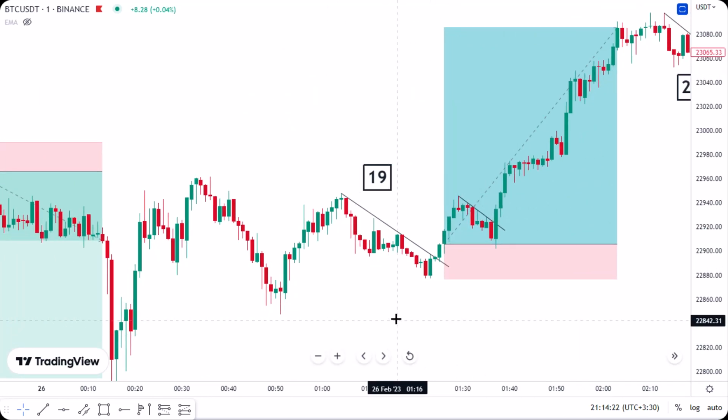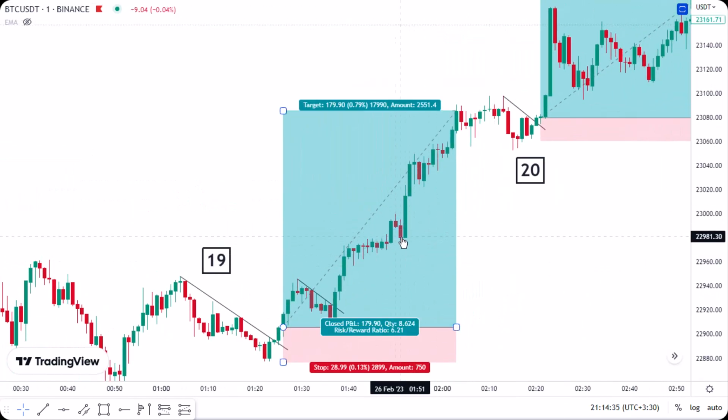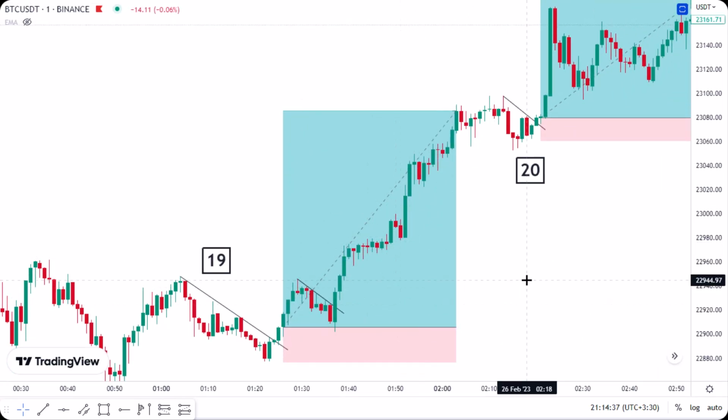On trade 19, we have this trend line here with 4 touches. On the 5th time it breaks it here, we enter the buy position, put our stop loss somewhere safe, look for RR2, which gives us RR6. You could also enter a buy position on this trend line too.